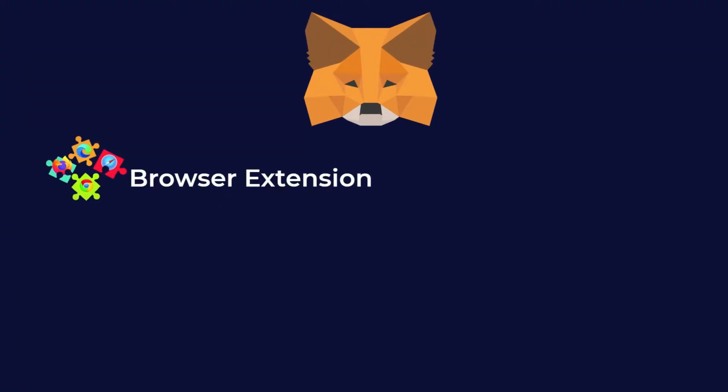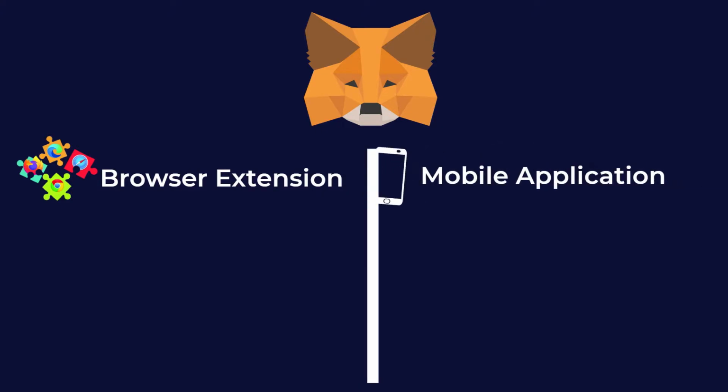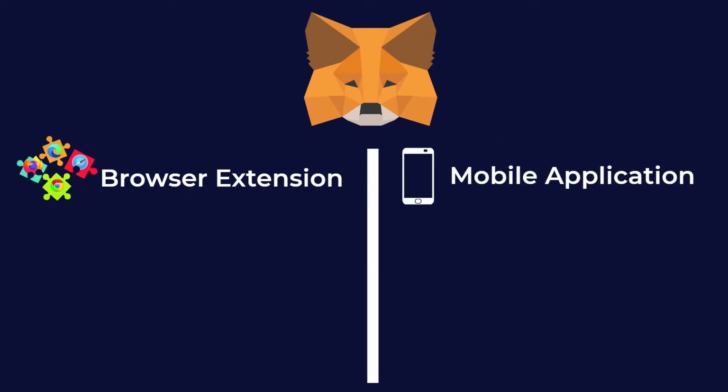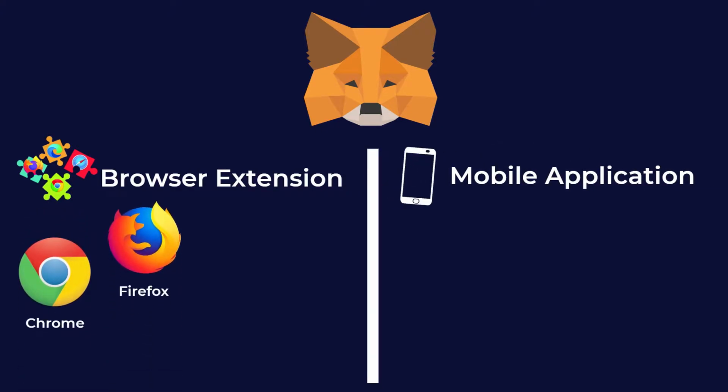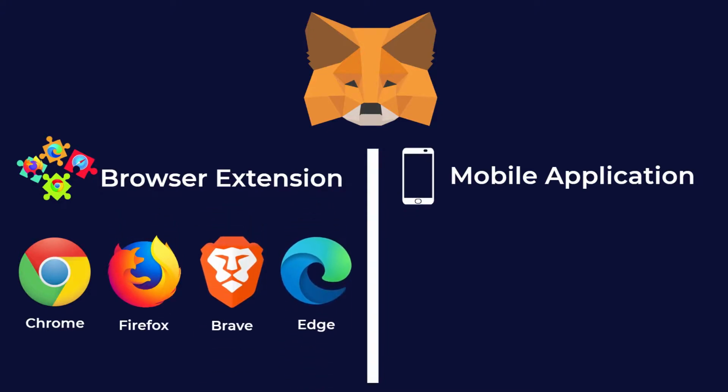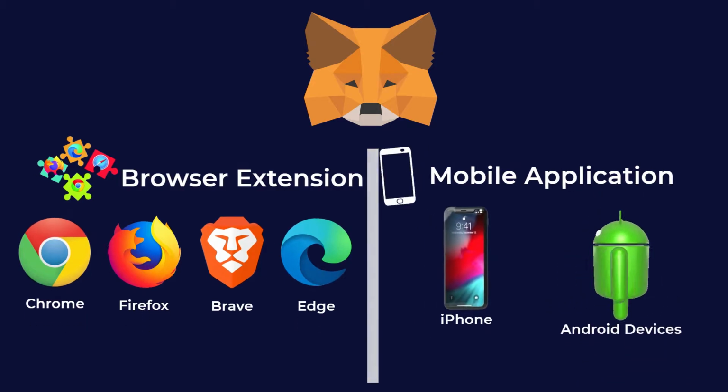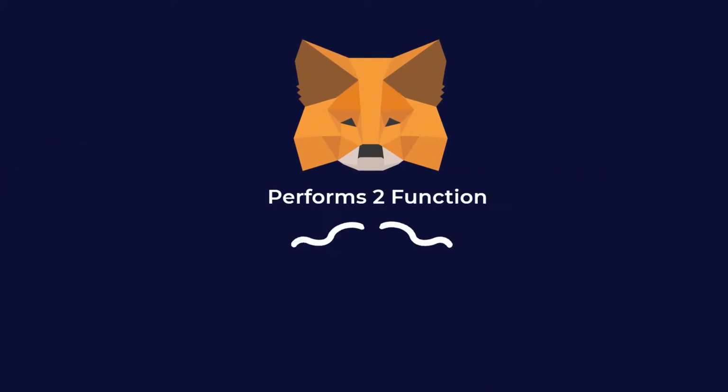MetaMask is a software crypto wallet that comes as a browser extension and as a mobile application. The browser extension is available for Chrome, Firefox, Brave, and Edge, with the mobile application also available for iPhone and Android devices. MetaMask performs two main functions.